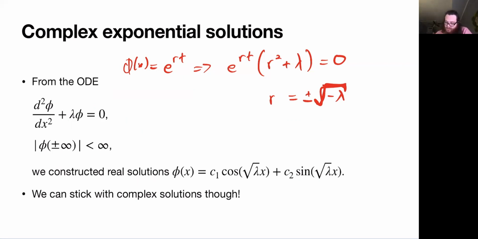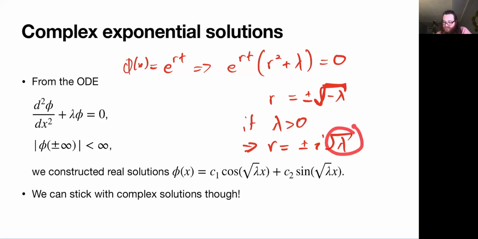Okay. And so if lambda is positive, then we can write this as r equal to plus or minus i square root lambda. Since lambda is positive, we can take the square root, no problem. Otherwise, we pulled this minus 1 out, and so that's where that i is coming from.